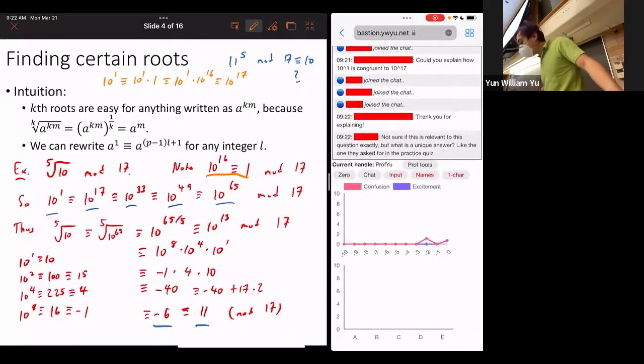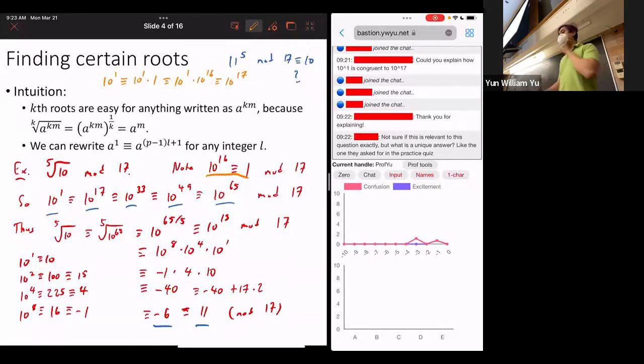Not sure if this is relevant to this question exactly, but what is a unique answer like the one they asked for in the practice quiz? Oh, yeah. So one of the things that might happen is, let's see, what's an example here? Yes. So if I ask you, what's the square root of 1 mod 17? Well, it turns out that there are 2 answers to the square root of 1 mod 17. Well, at least. There actually might be more. I think there are more. But there are at least 2. There's 1. 1 is the square root of 1, right? But so is 16. Because 16 is just -1. And if you squared that, you just get 1 again.